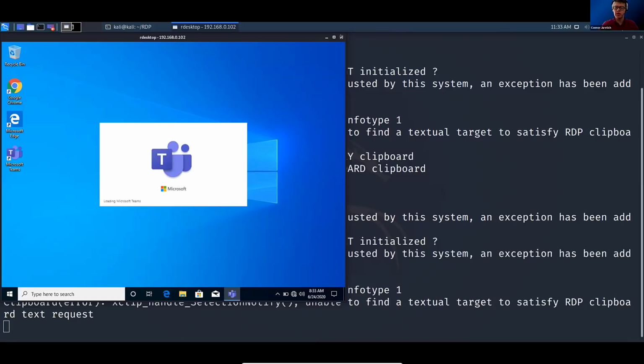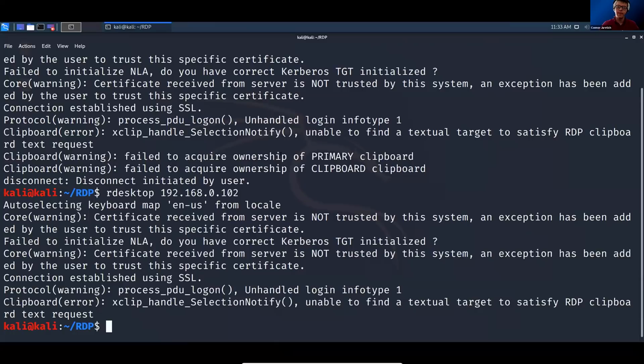So one of the main things, before I hand it back over to Chris, is that having RDP open like this is not a matter of if you are going to get attacked, but a matter of when. So with that somber note, I'm going to pass it over to Chris.